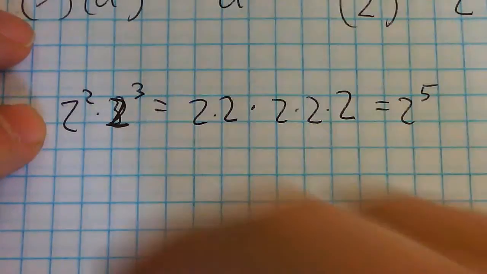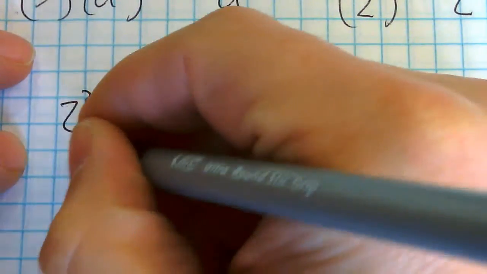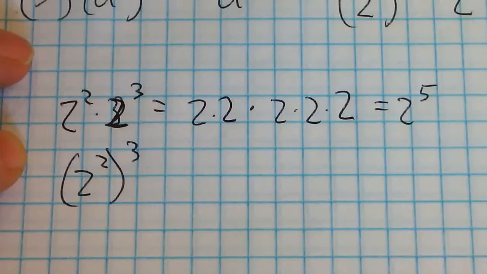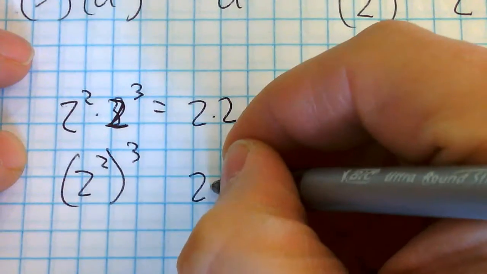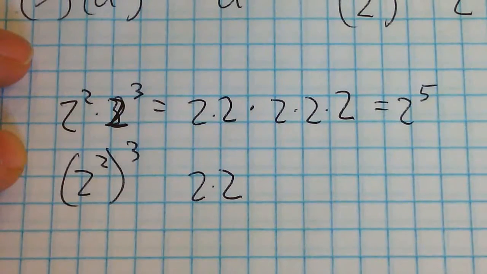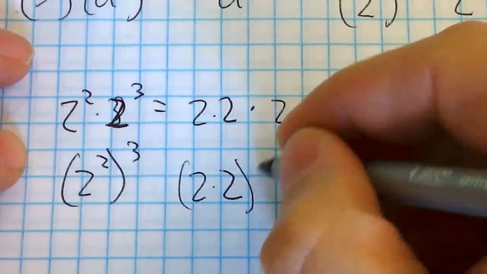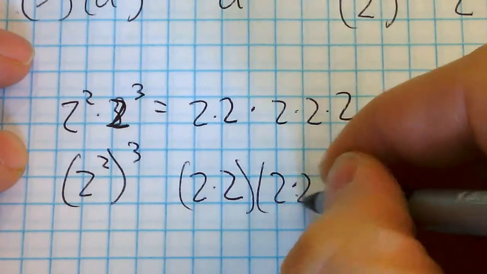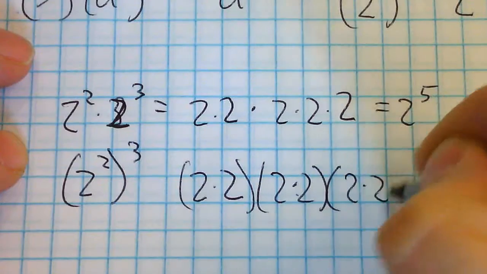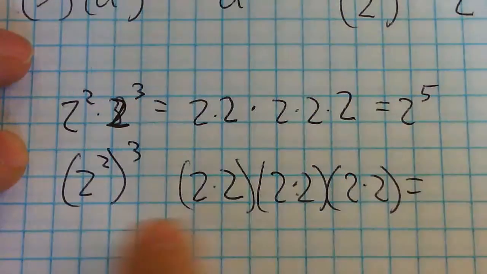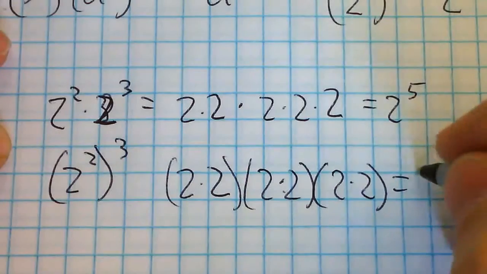Okay, contrast that with where I have 2 squared to the third power. Well, 2 squared means 2 times 2. And then I have that 3 times. So I have it there, and then another 2 times 2, and another 2 times 2. And when I multiply all those things together, I have 2 to the 6th.